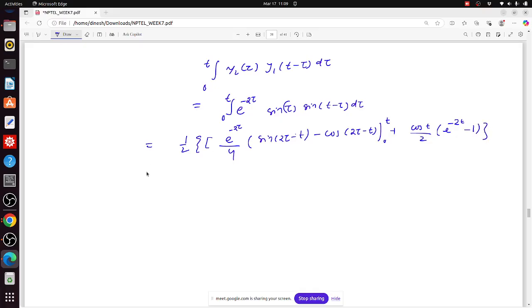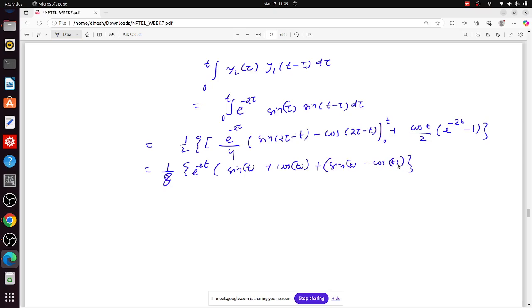So after the substitution of limits, you will get 1 by 8 e power minus 2t, sine t plus cos t, plus sine t minus cos t.